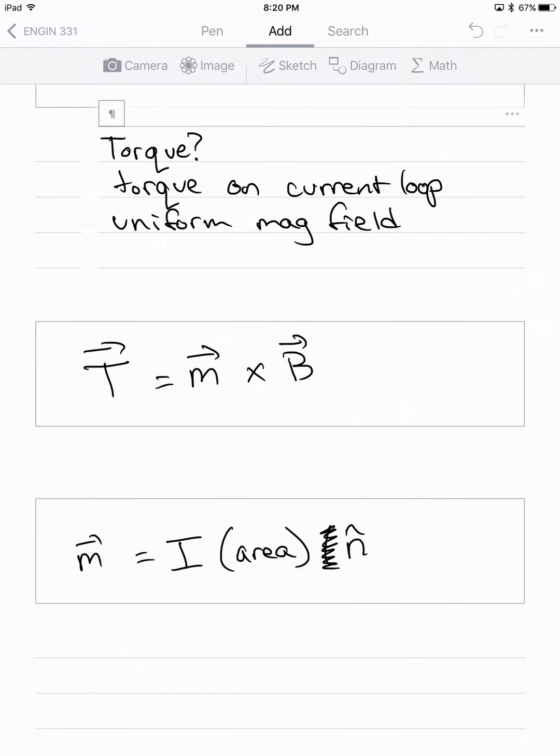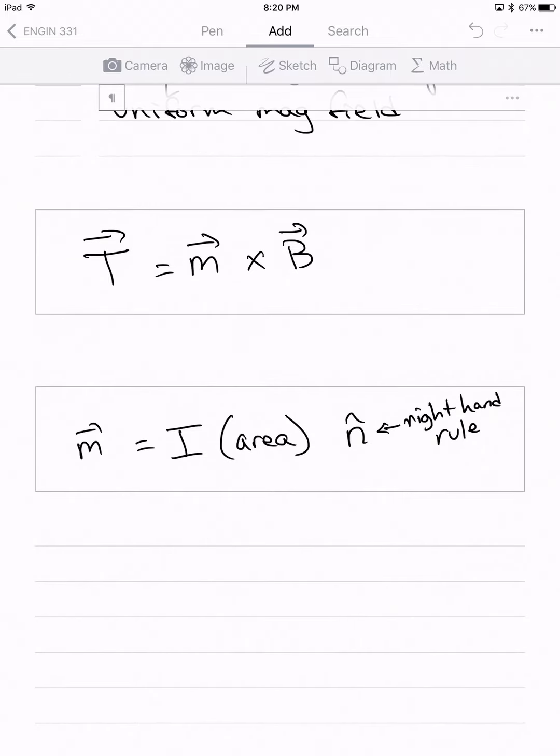And that normal vector is defined so that if you use the right-hand rule and align your fingers with the direction of the current, your thumb will point in the direction that the surface normal vector will point. So right-hand rule for that one. So that makes our life easy. We know the area of the triangle.